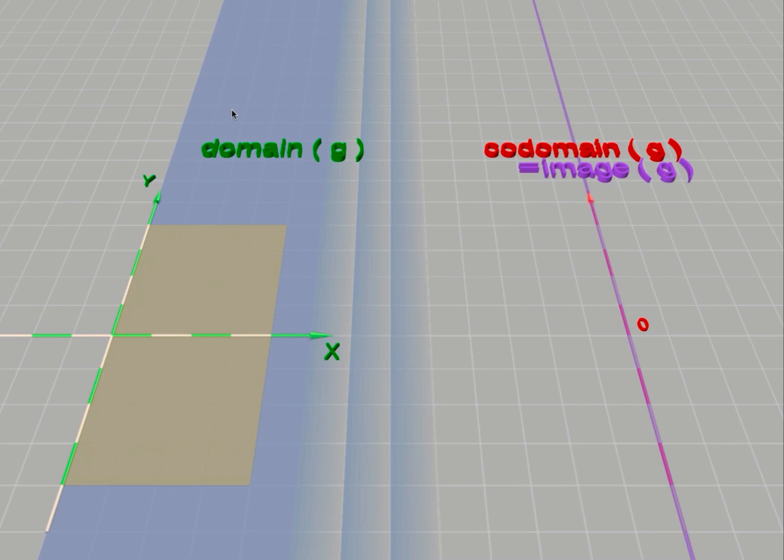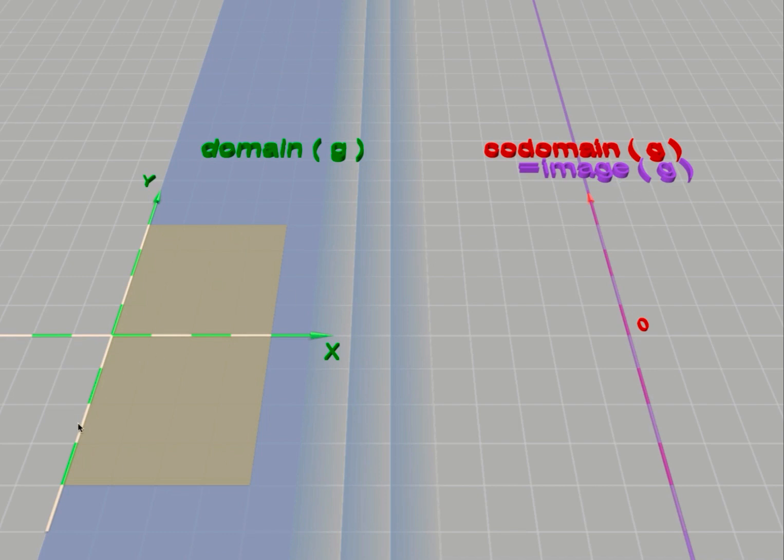Since the graph of g will extend indefinitely in y, in order to make it more understandable, we will just restrict it to this rectangular region of the domain. Now the codomain is R, and one can show that the function is surjective, and therefore the image of the function is going to be the whole infinite real line. So the codomain of g equals the image of g.